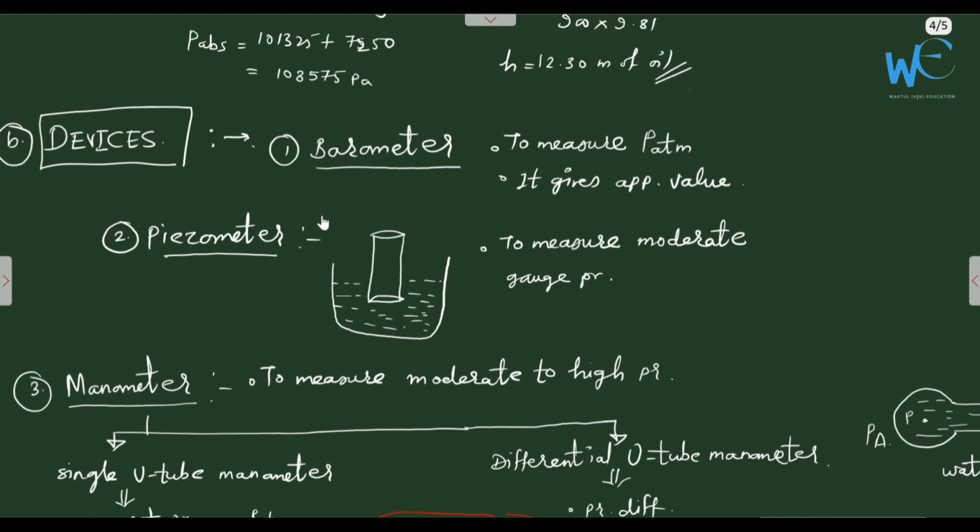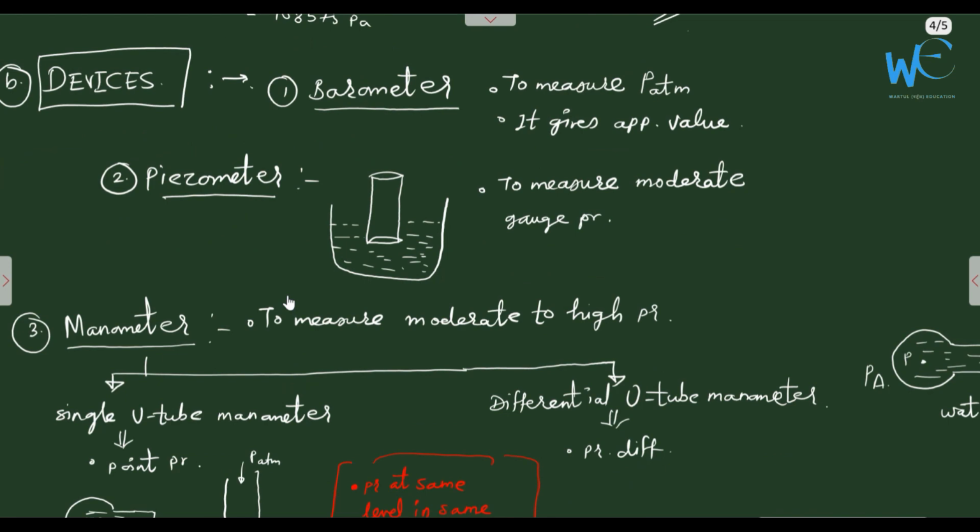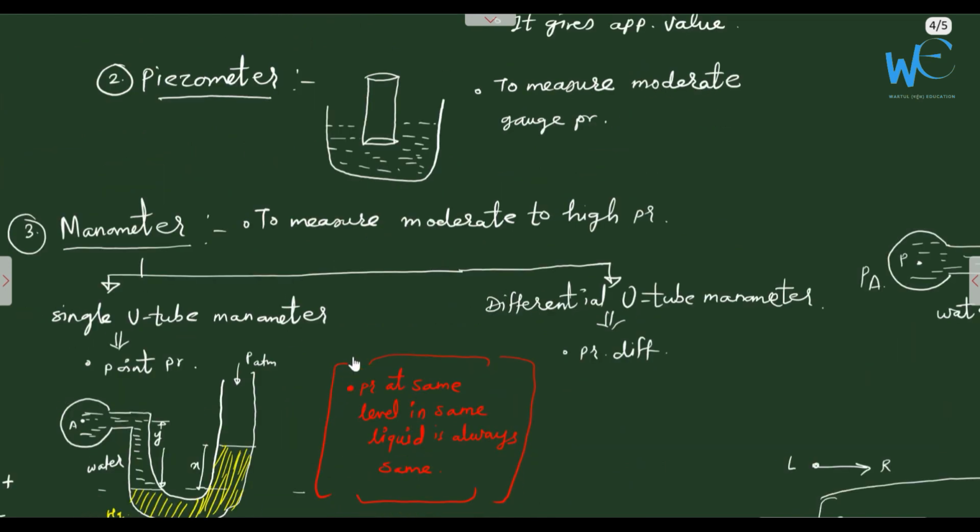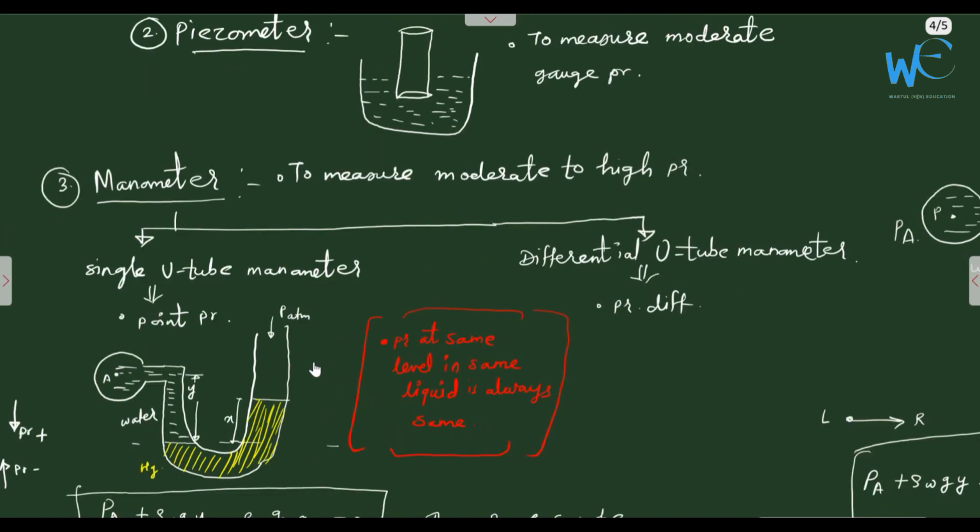And the barometer obviously gives an approximate value, not as accurate as a manometer or piezometer does. A piezometer we use to measure moderate gauge pressure, and a manometer we use to measure moderate and high pressure. The manometer we already use in our fluid mechanics lab, which is a single U-tube manometer and a differential U-tube manometer.